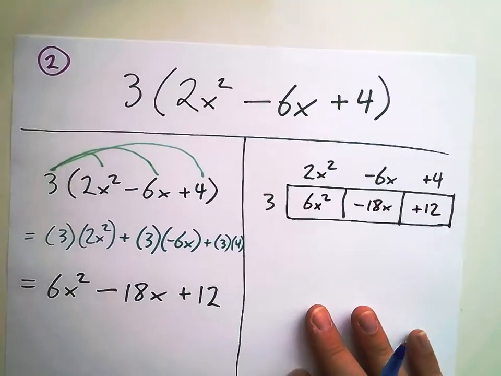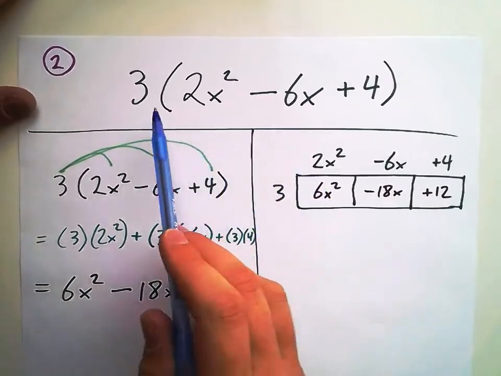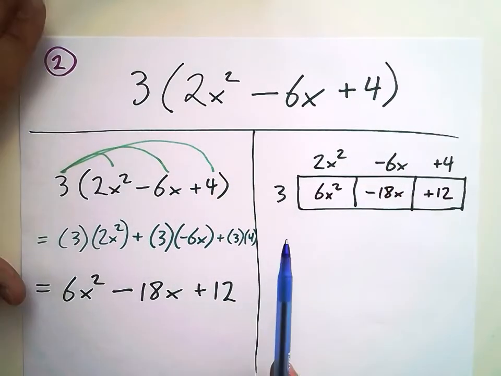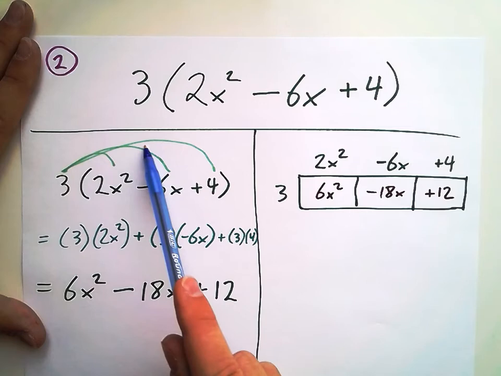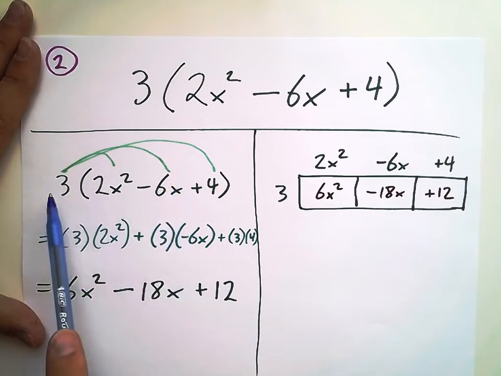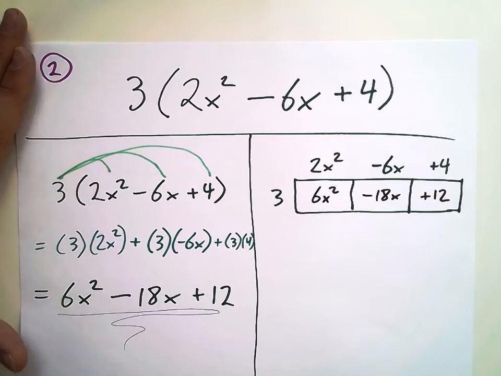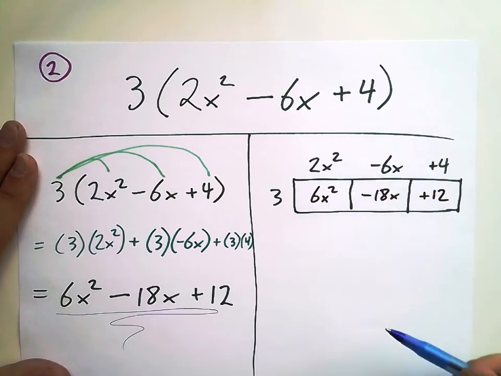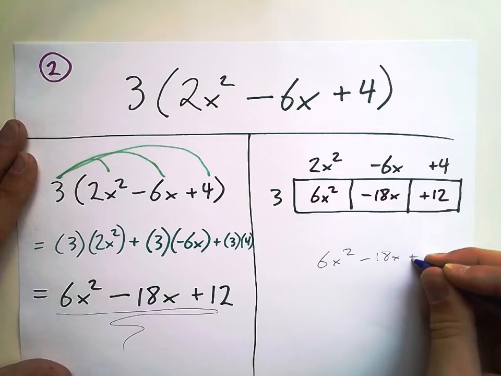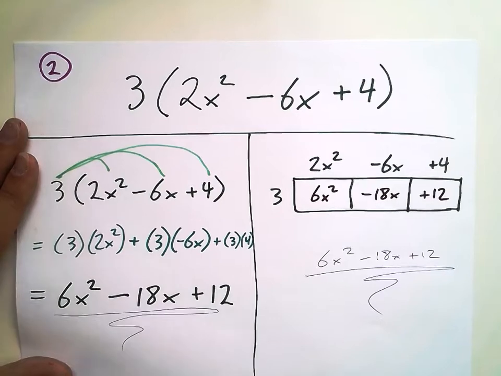Example 2. Same idea, but now we've got a monomial instead of times a binomial, it's times a trinomial. So the claw will go 1, 2, 3 places. 3 times 2x squared, 3 times negative 6x, 3 times 4, and get you this result. Or you can draw it this way with the box method and get the same exact result. All right, copy that down.